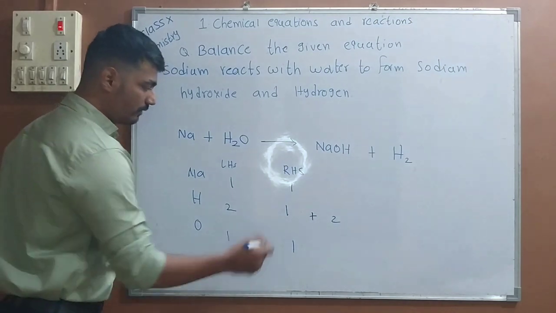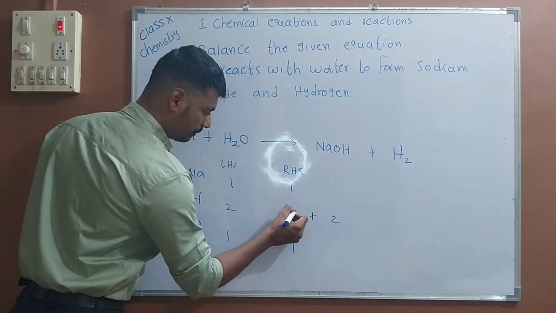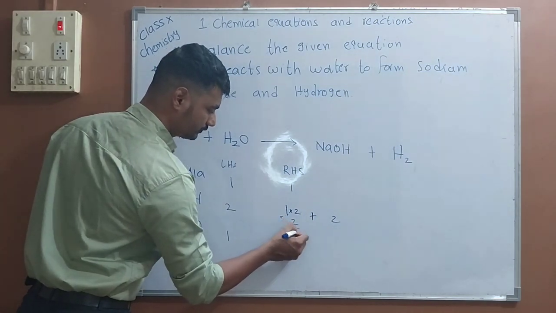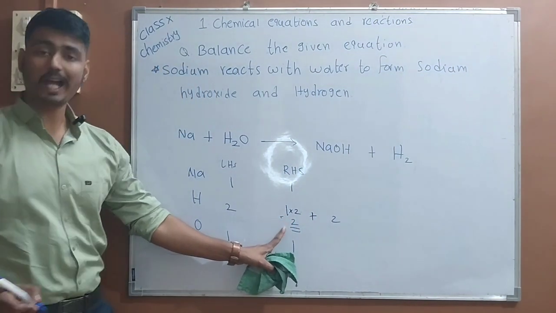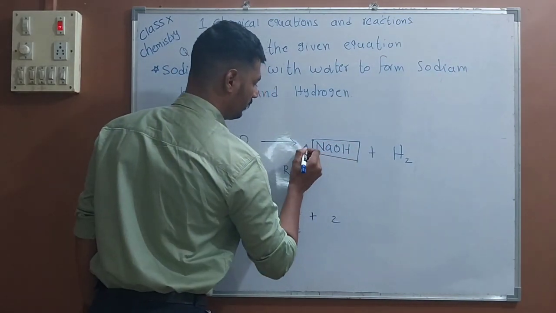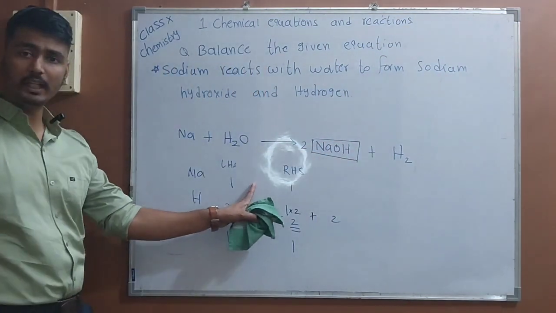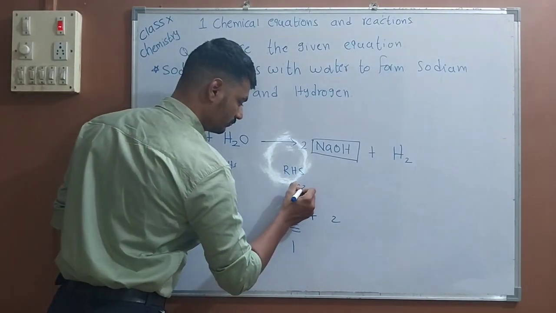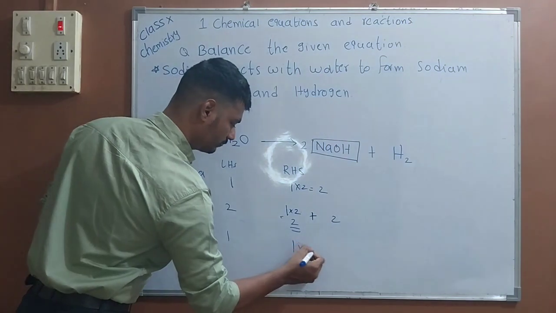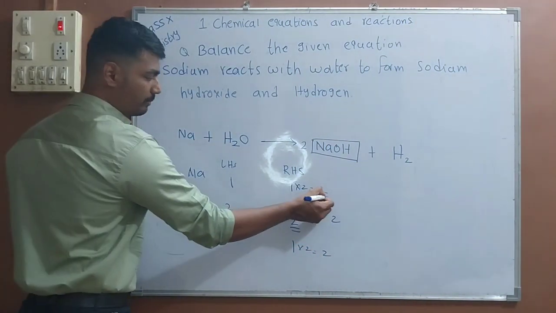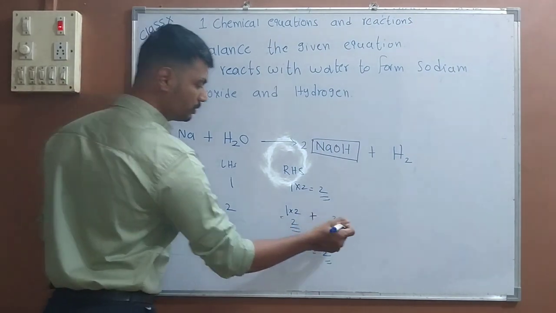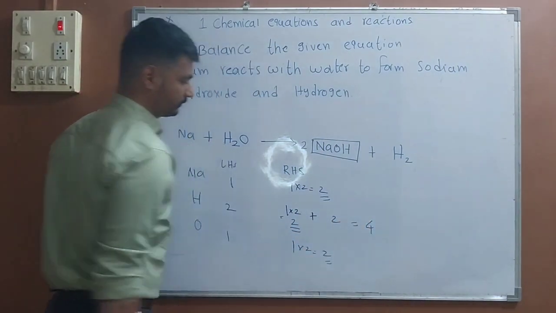So what I will do? I will simply multiply this one by 2. So 1 into 2 will become 2. So here I need to multiply this NaOH by 2. So here Na also becomes 2 and oxygens are also becoming 2. Sodium is 2, oxygens are 2 and hydrogen 2 plus 2 becomes 4.